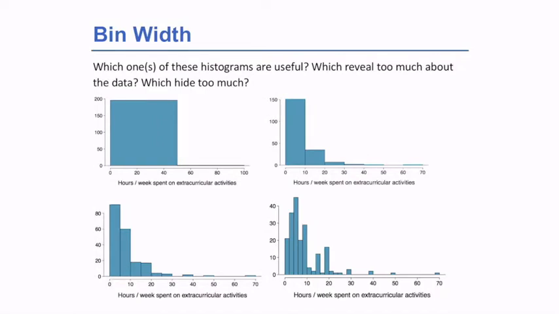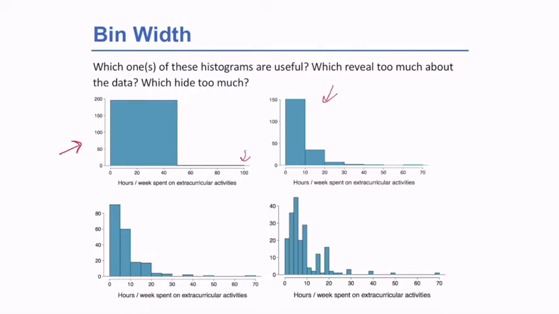Right? So here are multiple histograms that are showing the same data with different bin sizes. So which of these are useful? Which reveal too much? Which hide too much? This one does not show you anything. It tells you that almost 200 people have between 0 and 50 hours of extracurriculars, and one person has over 50. That's not helpful.